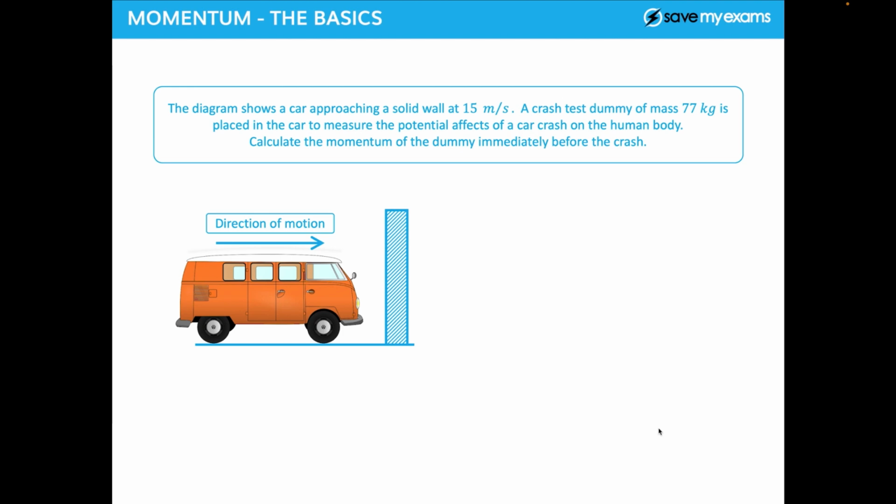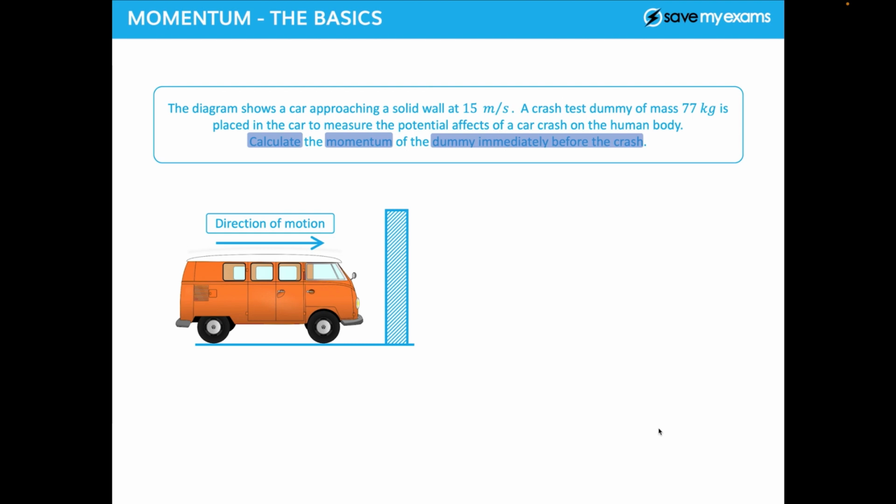The diagram shows a car approaching a solid wall at 15 meters per second. A crash test dummy of mass 77 kilograms is placed in the car to measure the potential effects of a car crash on the human body. Calculate the momentum of the dummy immediately before the crash. So let's have a look at the text and identify our command words. That's calculate, and we have to calculate the momentum, and importantly, the momentum of the dummy immediately before the crash.